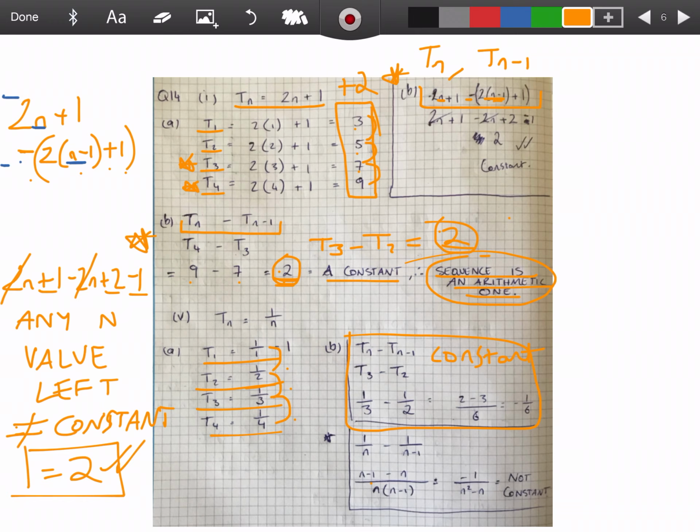So what I've done, as I said, I did Tn minus Tn minus 1, like we were asked to do in the question. My Tn, my general term, is 1 over n. So Tn minus 1 will just be 1 over n minus 1. As you can see, I've got my common denominator. We did loads of that in the last couple of weeks, and we end up with this. Okay, now again, it has an n in it, so therefore it's not a constant. So it's not an arithmetic sequence.